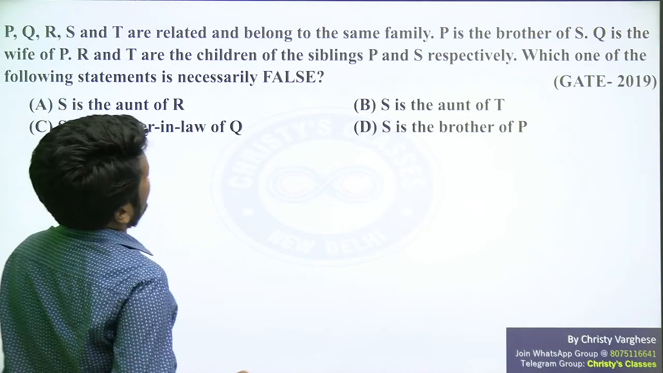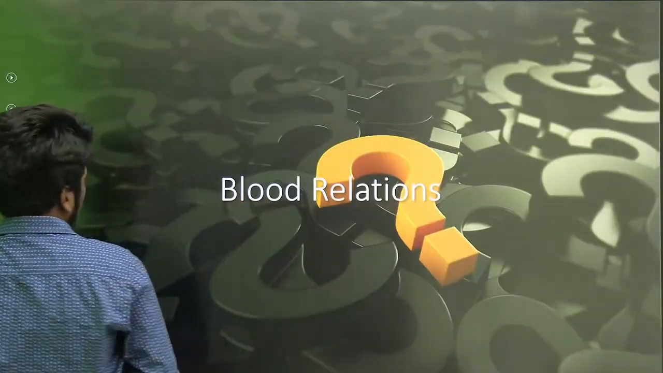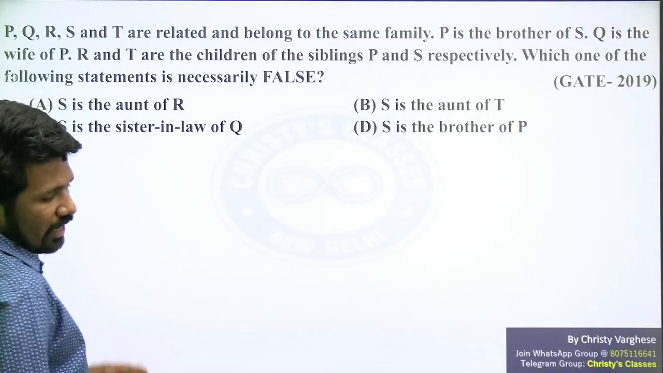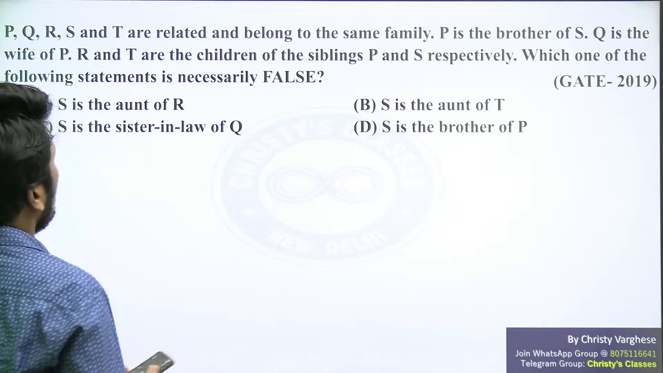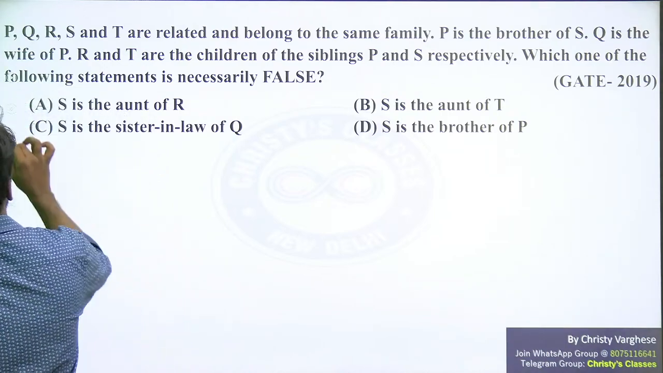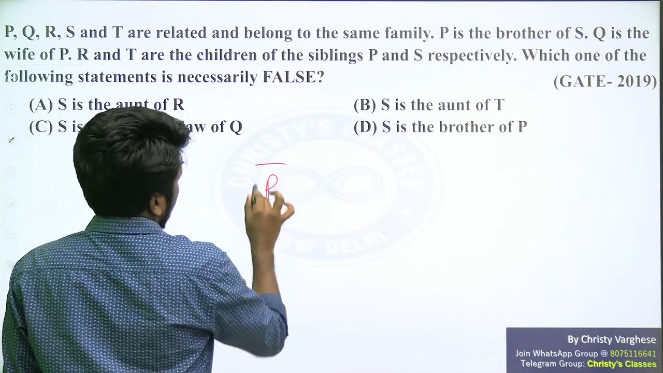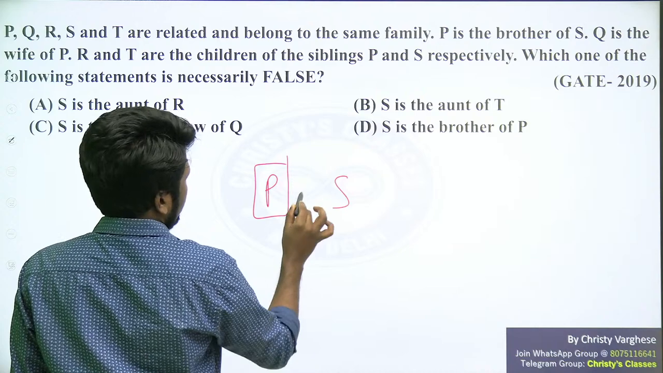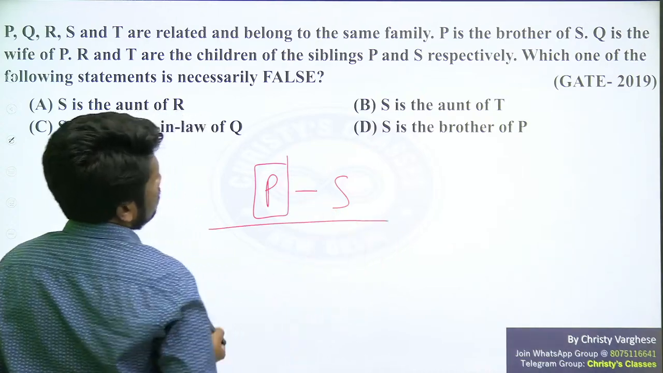P, Q, R, S, T are related and belong to the same family. P is the brother of S. So as P is the brother of S, we can definitely say that P is a male person. But whether S is male or female, right now we don't know. So I will denote P by a square or rectangle, and they are in the same generation.